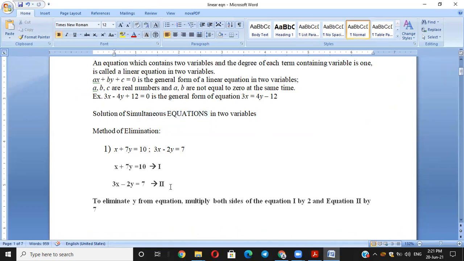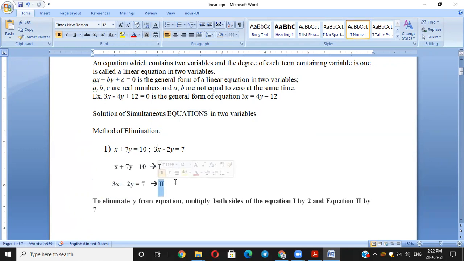Now any simultaneous equation can be solved to find the values of x and y. The solution of the simultaneous equation is nothing but the values of x and y which satisfy both the equations. Understand this very well. We are going to find the values of x and y such that they satisfy both the equations. So let us say that x plus 7y equal to 10 is equation number 1, and 3x minus 2y equal to 7 is equation number 2.